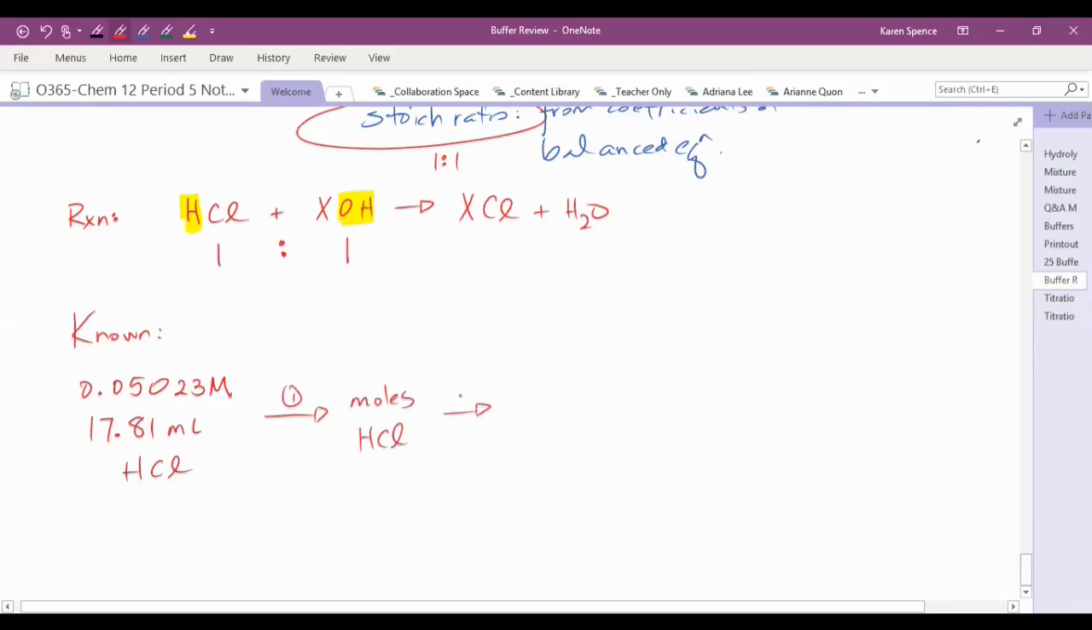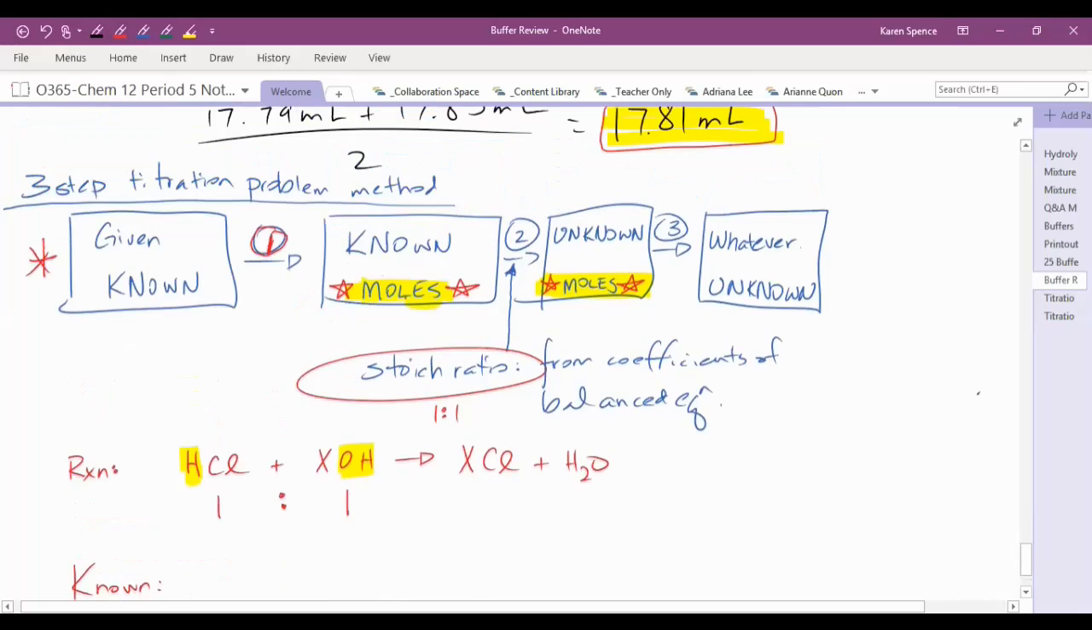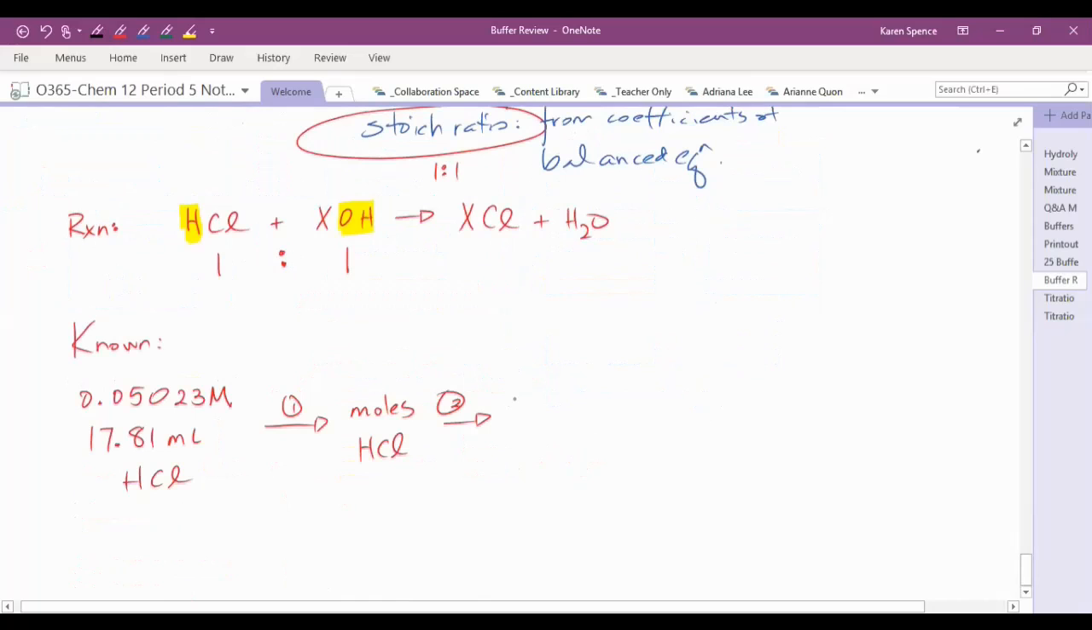Step number 2 in any of these things is going to be from moles of our known to moles of our unknown. That's going to go to moles of the unknown, which is the monoprotic base. Just call it that.